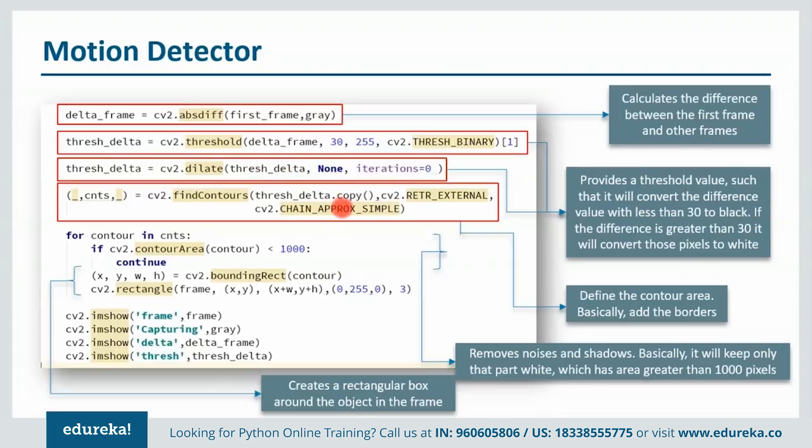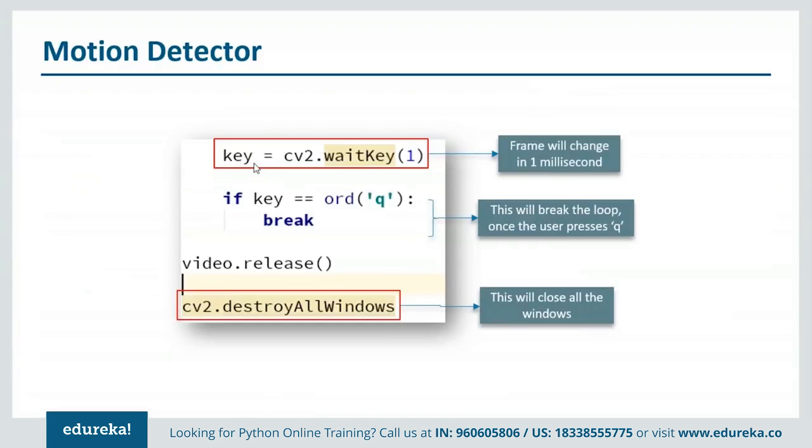After that, I'm defining the contours, or you can say the borders, around the object which appears. Now I'm adding one more threshold, guys. This will remove noises and shadows, or even a housefly, which I don't want to detect. So it will keep only that part white which has an area greater than 1000 pixels. If my object has an area smaller than 1000 pixels, it won't be detected because I don't want to detect it, right? You can change it the way you want. You can keep it 5000, 10,000, or 200. That totally depends on you. And this is to create a rectangular box around the object in the frame. And you know what this is: the frame will change after every 1 millisecond. This will close the window and this will close all the windows.